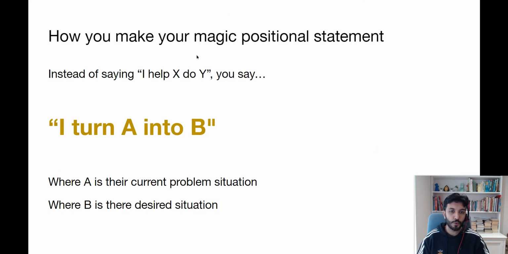So here's how you make your positional statement, your magic positional statement. Instead of saying I help X do Y, you simply say I turn A into B, where A is the current problem situation, which we already defined before, and B is the desired situation that we've already defined before. Now, I hope this makes sense, because now you're not saying I help lawyers get clients. You're turning whatever situation they're in, based on their problems, into the situation they want to be in.